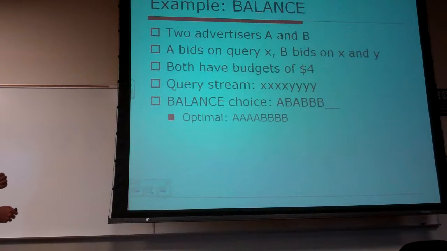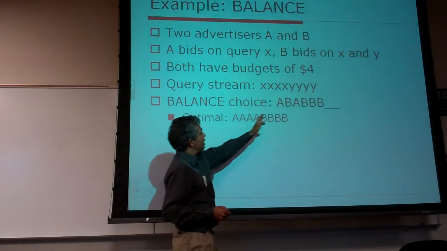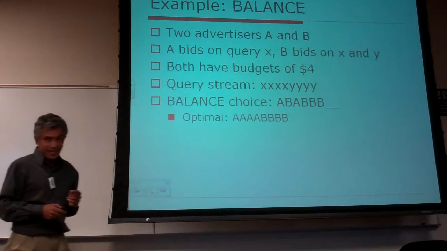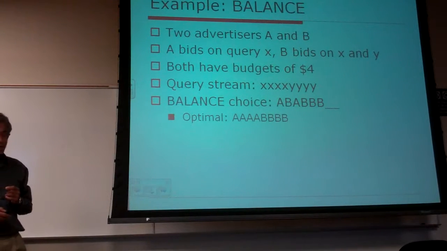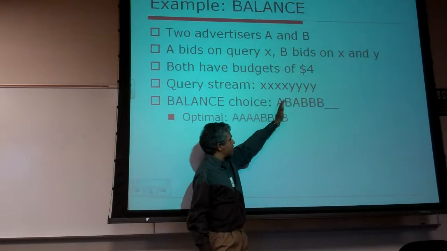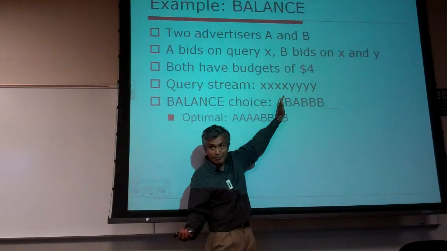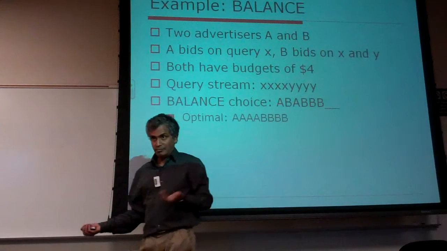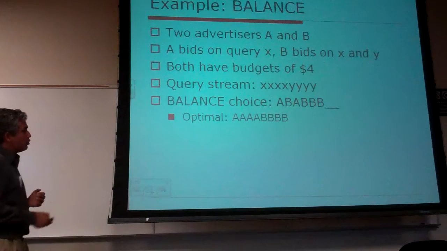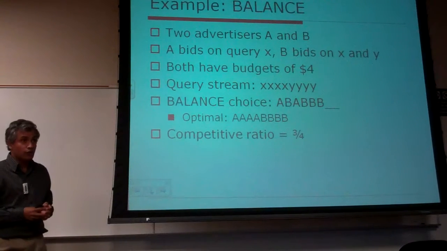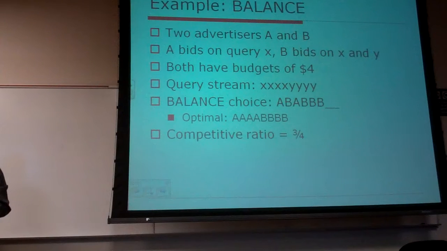If you do this in this particular case, balance would basically do this, optimal does that. Notice that the moment after it picks A, next time it can't pick A again, right? Because A would have less budget left than B, so it will have to pick B. That's all. So if you do this, then the competitive ratio for this case is 3/4. With just this simple change, the competitive ratio is 3/4. It's a huge improvement.